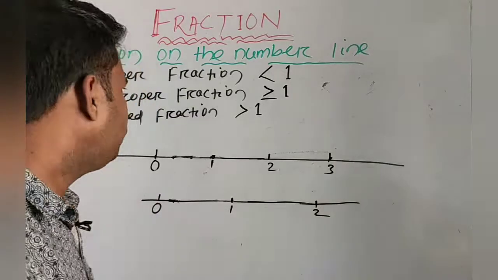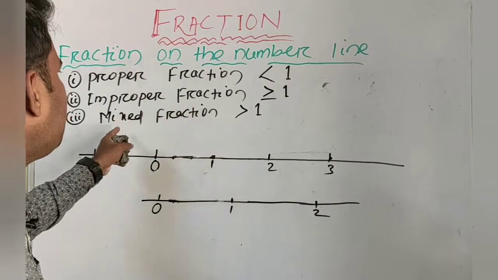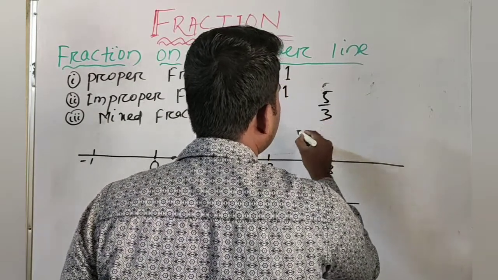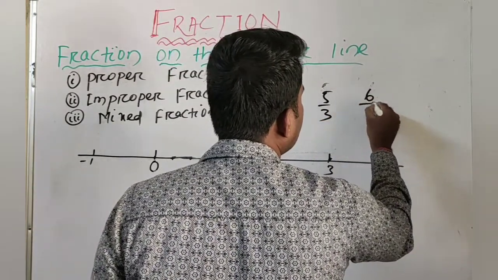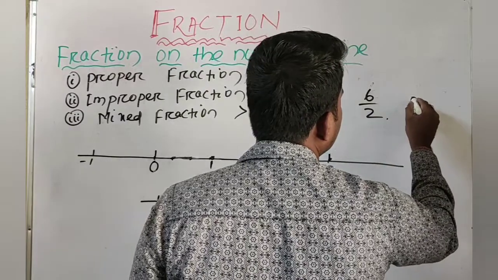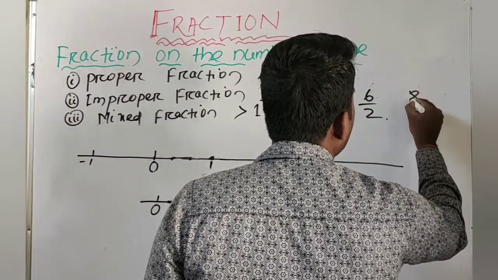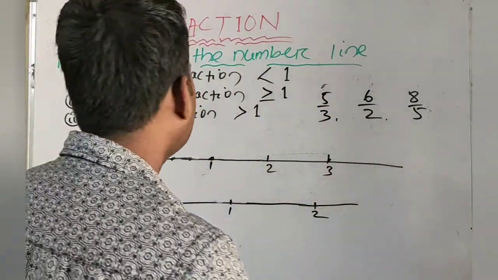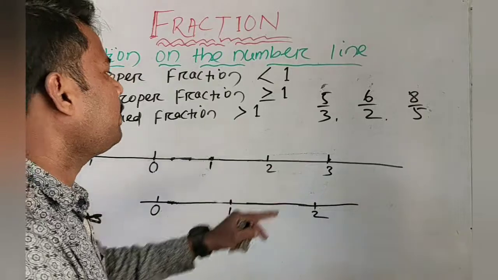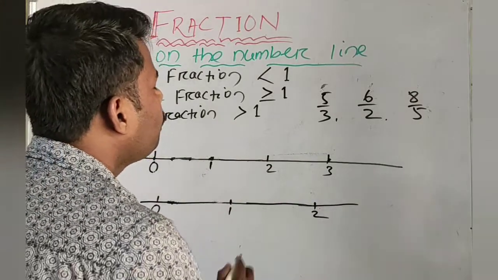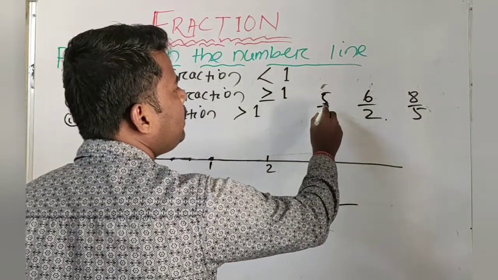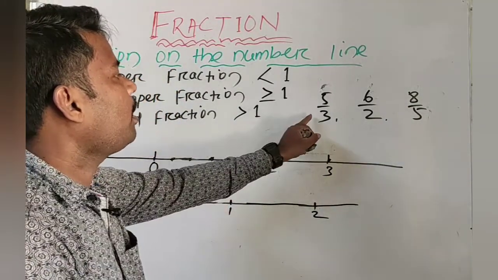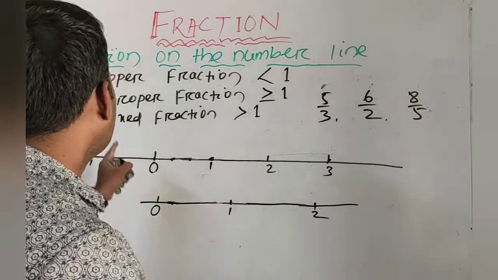Next we will know how to represent improper fraction and mixed fraction on the number line. Here 5 by 3 is an improper fraction, 6 by 2 is an improper fraction, 8 by 5 is an improper fraction. So all are improper fractions. How do we represent these improper fractions on the number line? We cannot directly represent an improper fraction on the number line, so first we have to convert this improper fraction into a mixed fraction.